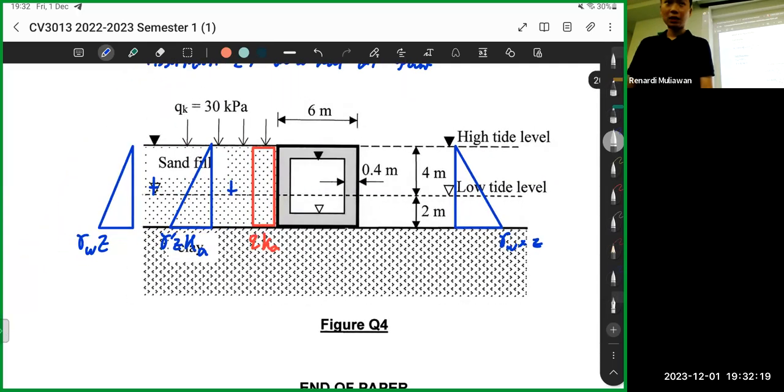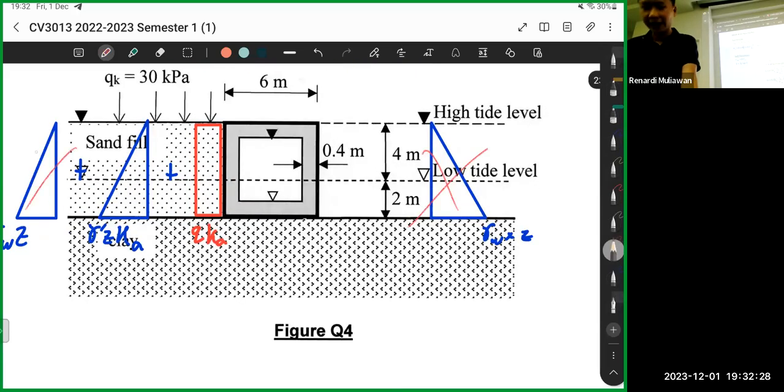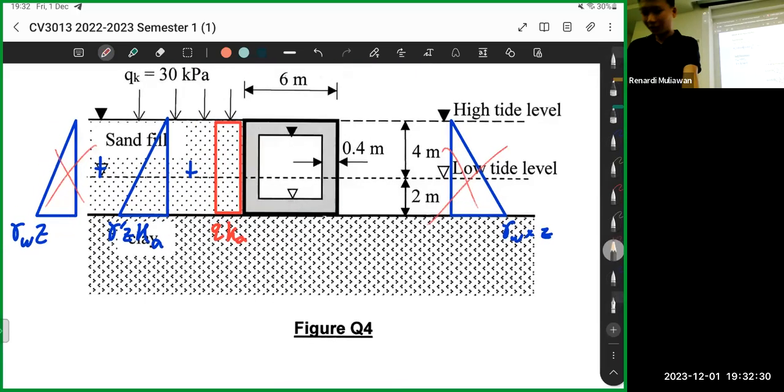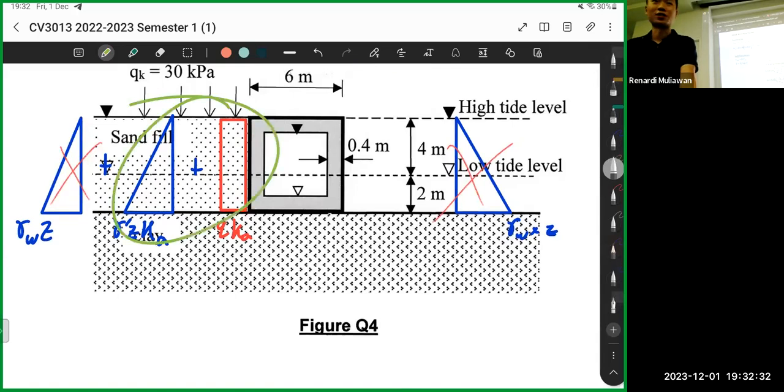And then if you use the same source principle, this water can cancel, right? So all in all, you only have two forces. So you have F1, F2. One more actually is the weight.